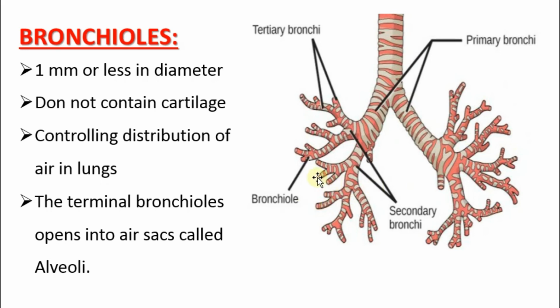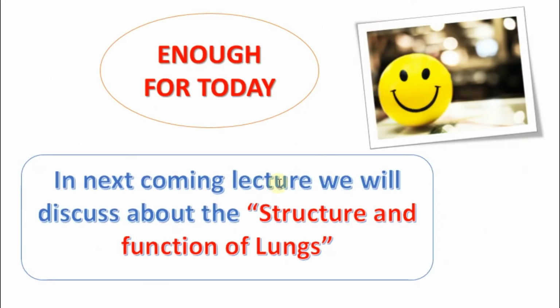At the terminal of these bronchioles, small sac-like or bunch-of-grapes-like structures are present. We call them alveoli. So it is enough for today. In the next lecture, we will discuss the structure and function of the lungs.